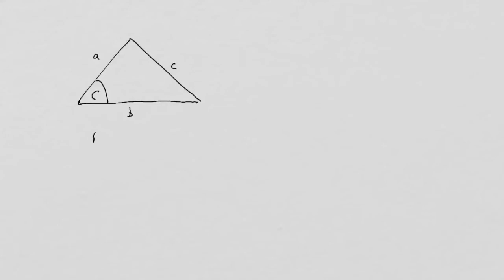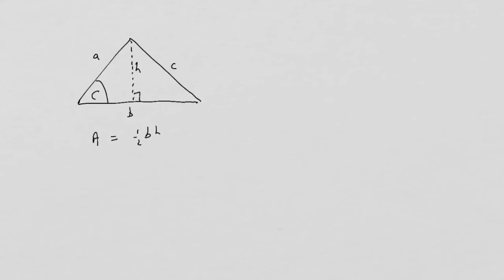Now, to get the area of a triangle without involving an angle, we know that's half times the base times the height, and that's the perpendicular height. So that would be that side there.